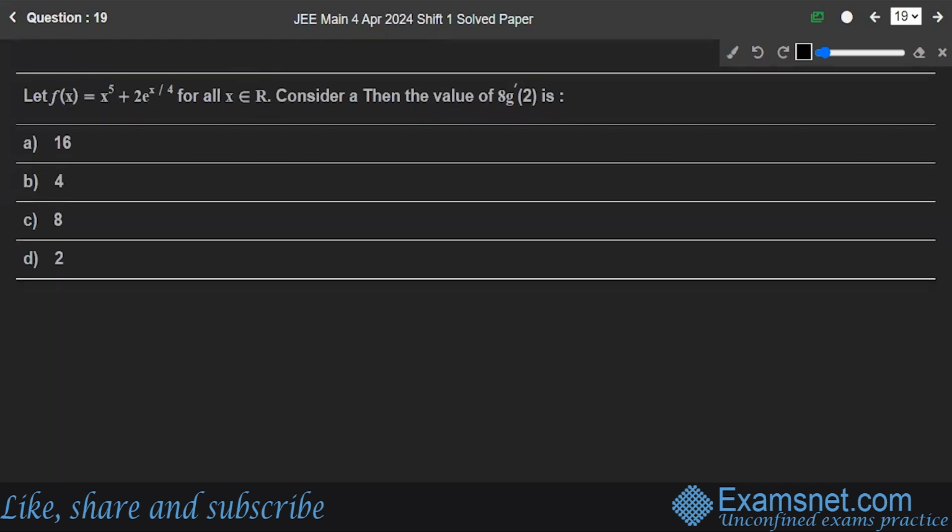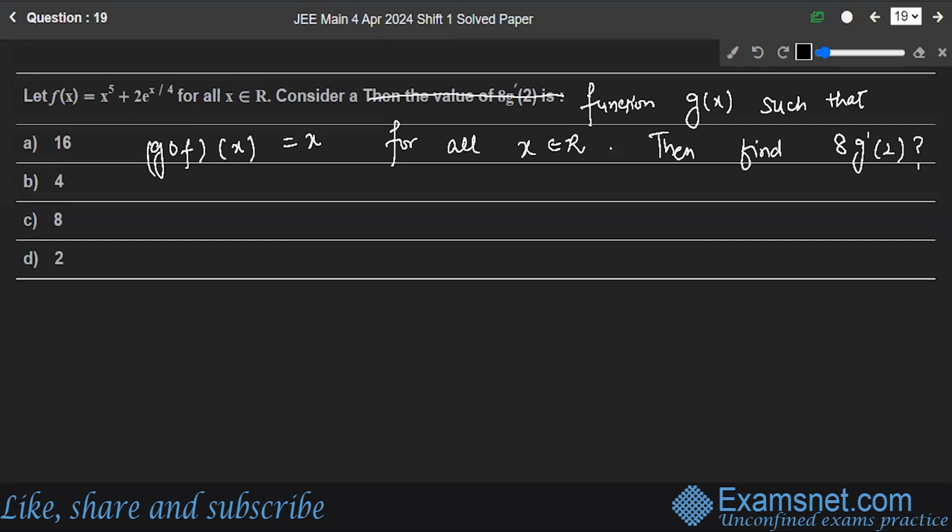Question number 19. Let fx is equal to this function for all x belonging to real numbers. Consider A, then the value of, wait, there is something missing over here. Let's rewrite the statement. This is the complete statement for it. Let's read the question once again. It says, let fx is equal to this function for all x belonging to real numbers. Then consider a function gx such that g of f of x is equal to x for all x belonging to real numbers, you have to find out the value for 8g dash of 2.